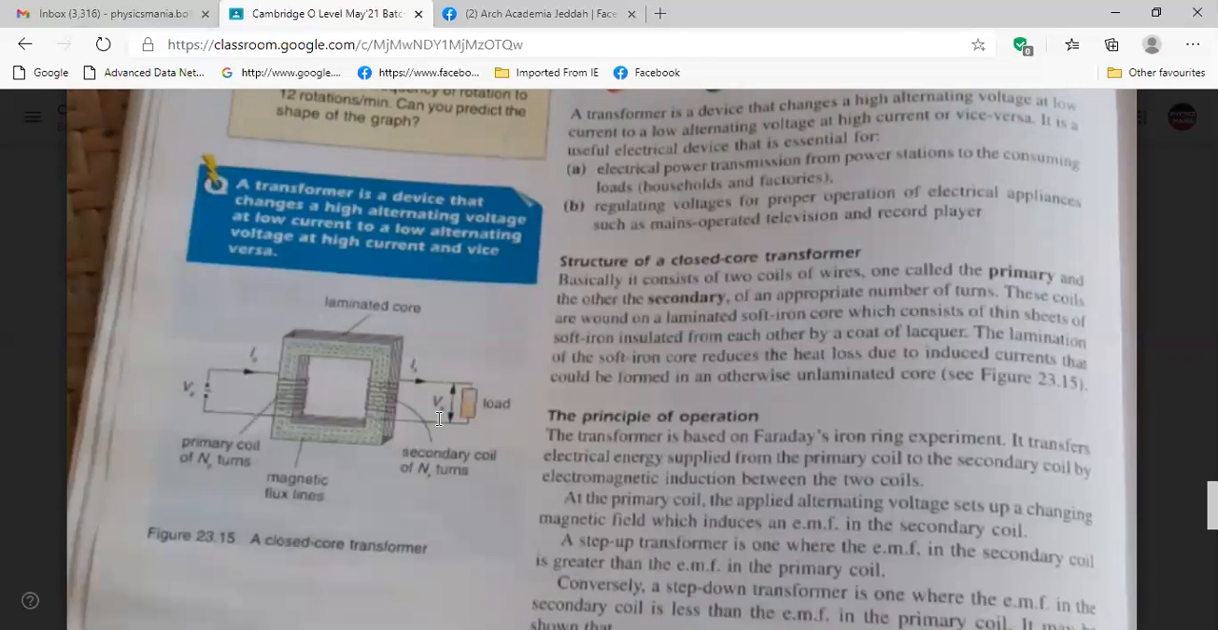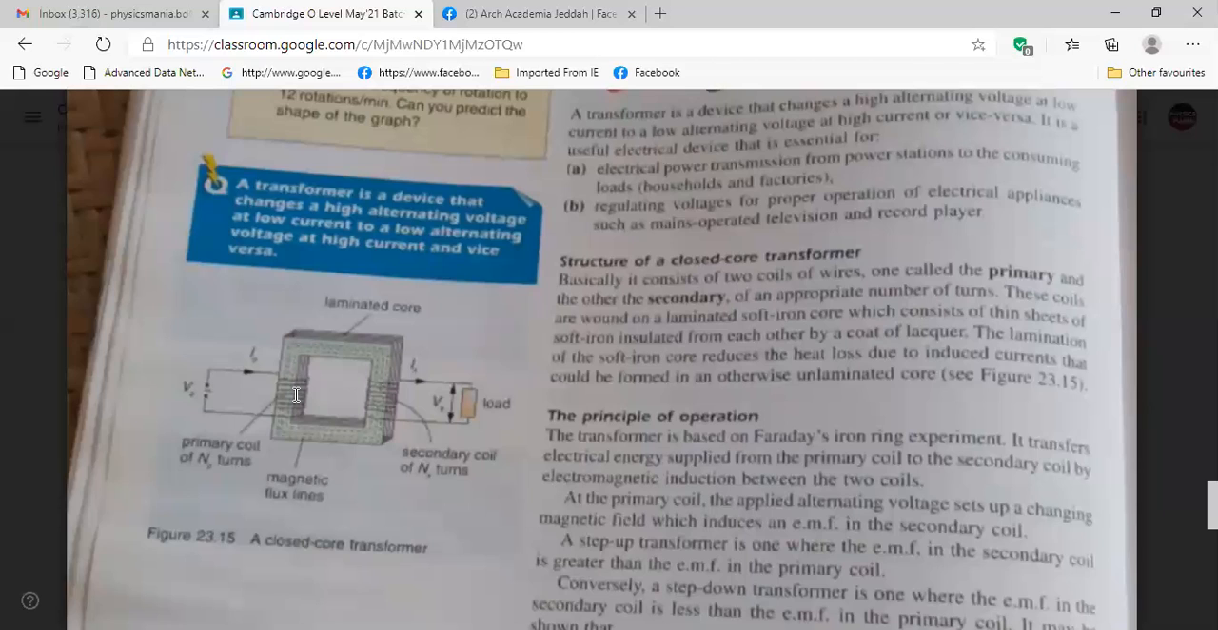Sir, the laminated core is a magnet? Laminated core is iron core. Then what is the magnetic flux line? Magnetic flux lines are produced due to this. If current is flowing through any conductor, then it's creating magnetic field lines, right? And that is magnetic flux. Magnetic field lines density is called magnetic flux.